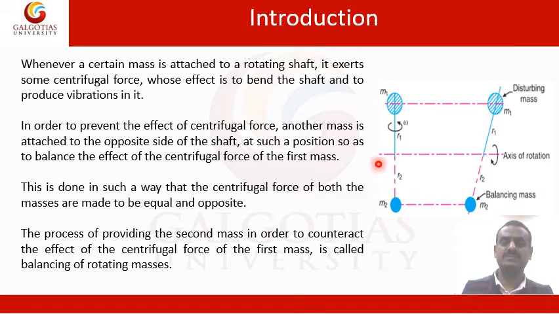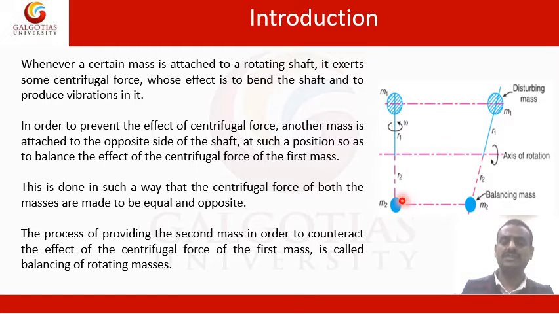For example, this line indicates the axis of rotation. On this, there is a mass m2, which is at a distance of r2 from the axis of rotation. When only this mass m2 is attached to the rotating shaft and it rotates, an outward force is exerted by the m2 mass. That force is called the centrifugal force. This centrifugal force creates a bending action on the shaft.